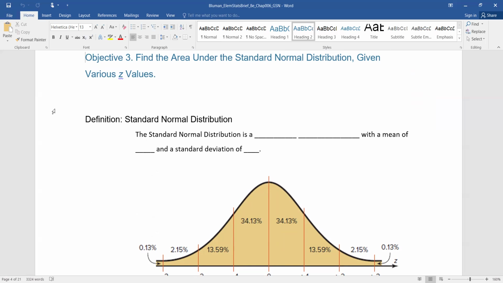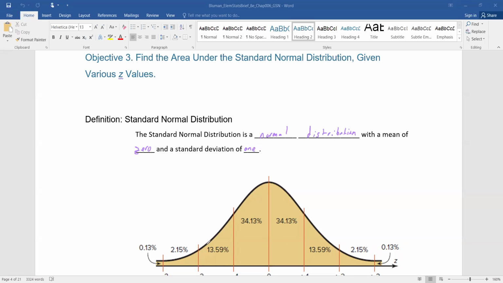So definition, standard normal distribution is a normal distribution. Go figure. With a mean of 0 and a standard deviation of 1. So a standard normal one, the mean would be 0, and then standard deviation on each side will be 1. So this would be 1, this would be -1. This is 2, this is -2.